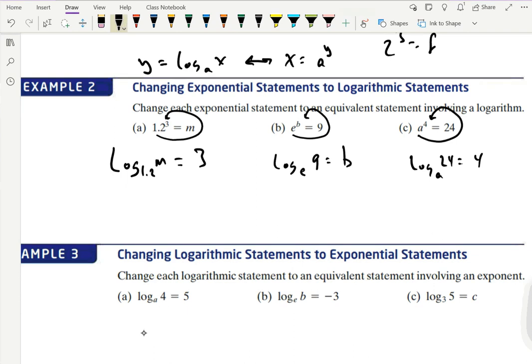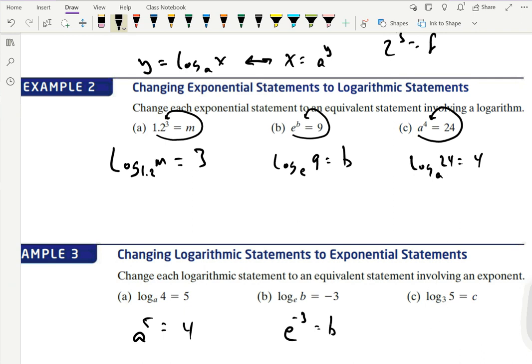And so I can say, okay, a to what power gives me 4? So a to the power of 5 must give me 4. And over here, log base e of b is -3. So we have our base, and our logarithm is our exponent. So e to the -3 then is b.